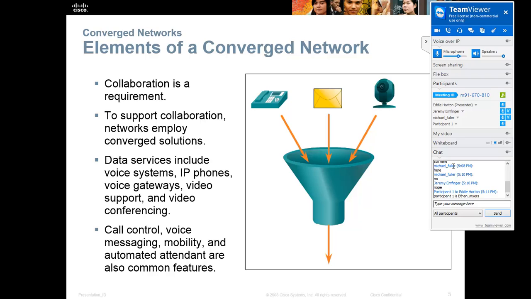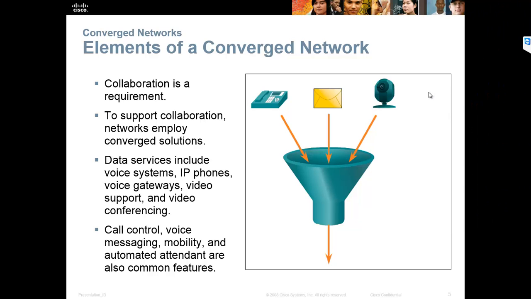So, some of the elements about a converged network. Collaboration is a requirement. Here in this little diagram, they're showing us a picture of a VoIP phone. We've got a little bit of email and a webcam. And you see that they're drawing this so that they all go into one funnel. And each of these are IP services. So as IP services, they're just treated as data on the network. It wouldn't matter really what kind of data as long as it's treated that way.